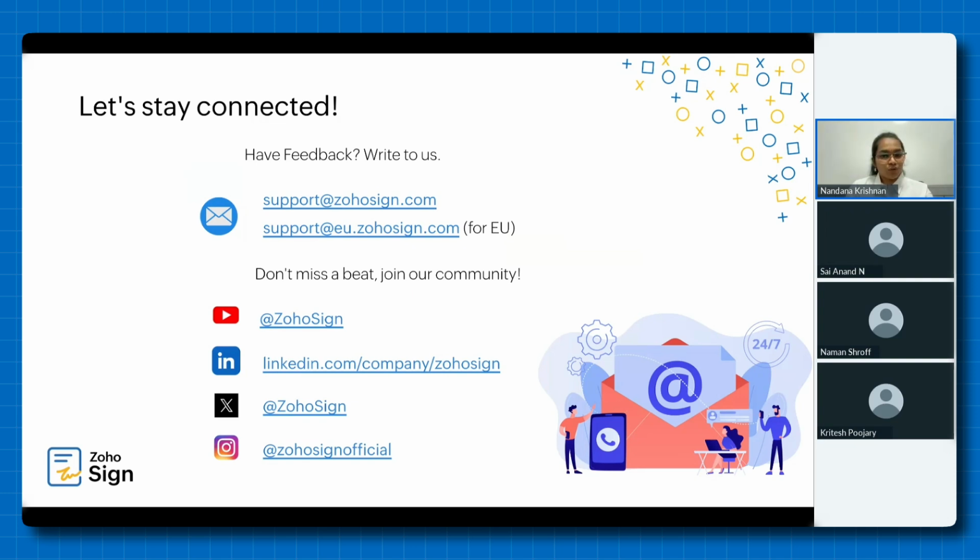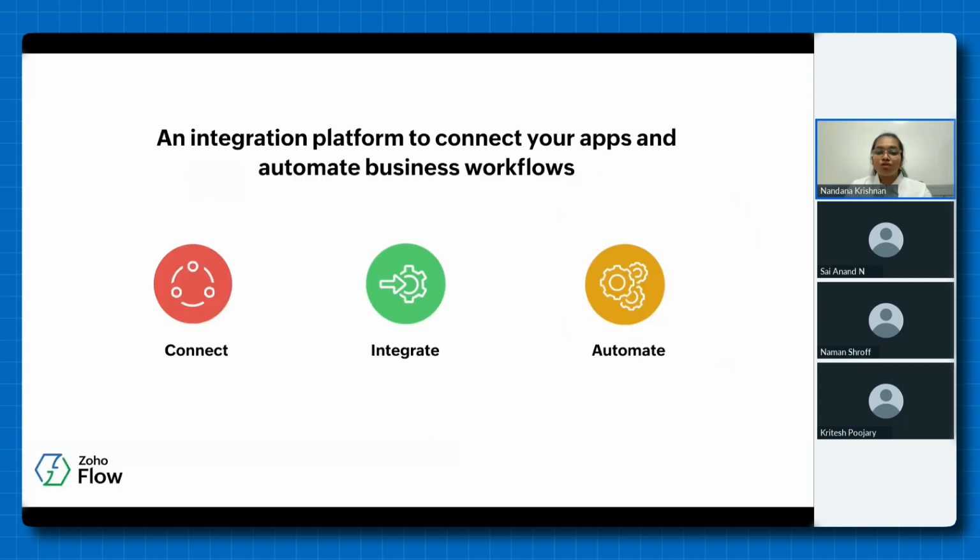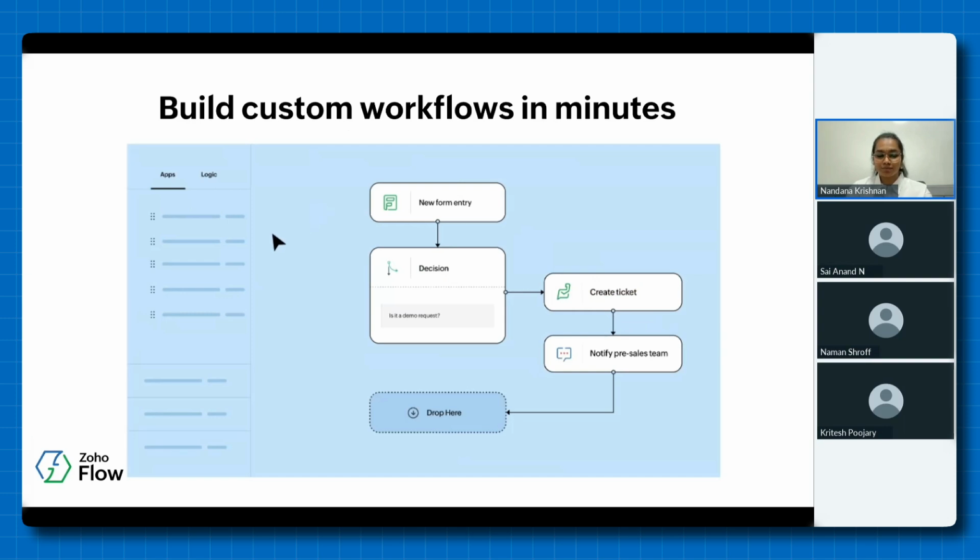Now that we have an idea of Zoho Sign, we will move on to a brief overview of Zoho Flow and its functionalities. What is Zoho Flow? Zoho Flow is an automation platform that connects different apps and automates workflows without the need for any coding. Being a powerful integration program, Zoho Flow connects all the apps that you are already using in your business and helps you automate your business workflows by bridging the gaps between the different tools that you use.